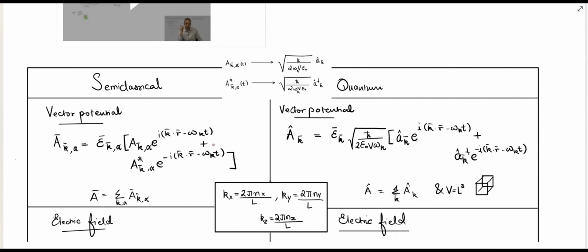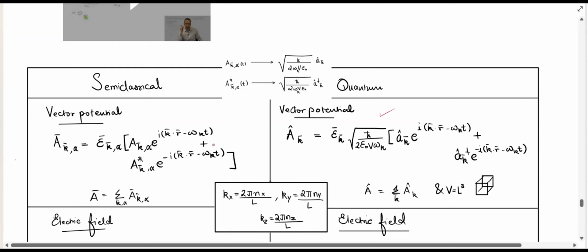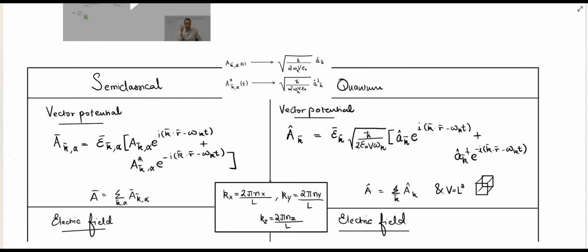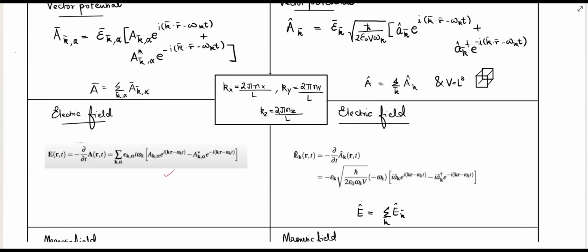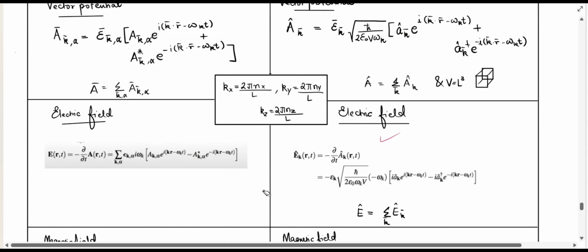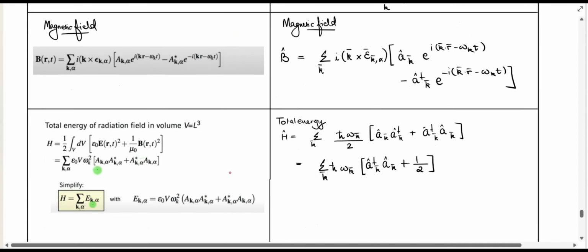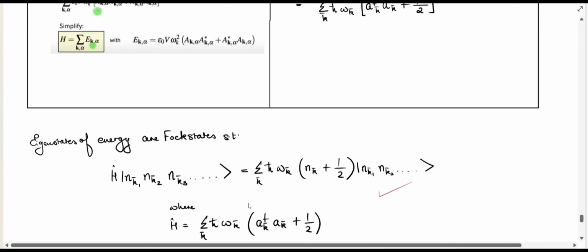So now, in all, if I want to compare the semi-classical and the quantum treatment of light, then if this on the left hand side is the expression for the vector potential, then this is the expression for the vector potential. Now it has been turned into an operator in the quantum version of the electromagnetic field or electromagnetism. And these are the transformations for the quantization. Now, if this is the expression for the electric field, then this is the expression for the electric field in the quantized version. If this is the expression for the magnetic field, this is the expression for the magnetic field in the quantized version. If this is the total energy of the radiation in volume V equal to L cube, then this is the total energy of the radiation in the volume V equal to L cube in the quantized version of the electromagnetic field.